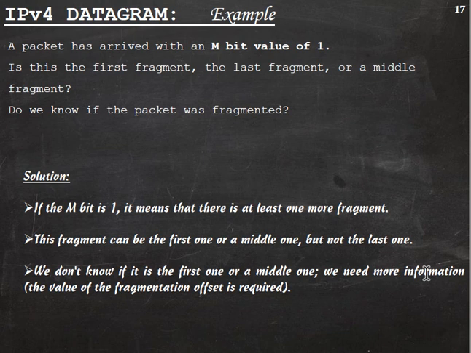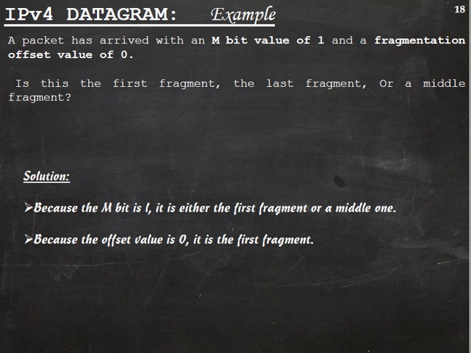Since the value is 1, it might be the first, or it might be somewhere in the middle. Still one or many more are to come, so this is not the last one. However, if we want to know whether it is the first one or the middle one, we need more information to answer the question.